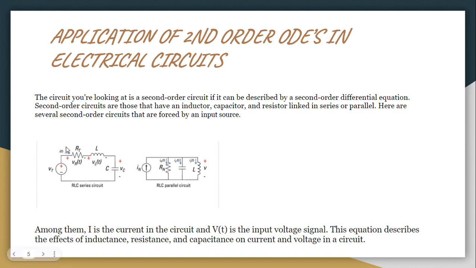So you're looking at a second order circuit, and it can also be described by using second order differential equations. They usually have inductors, capacitors, and resistors linked either in series or in parallel. I is the current in the circuit and V(t) is the input voltage signal. It also represents and describes the effect of inductance, resistance, and capacitance on currents and voltages in the circuit.